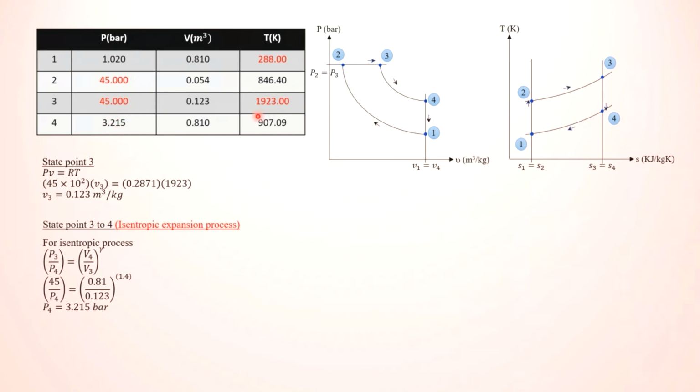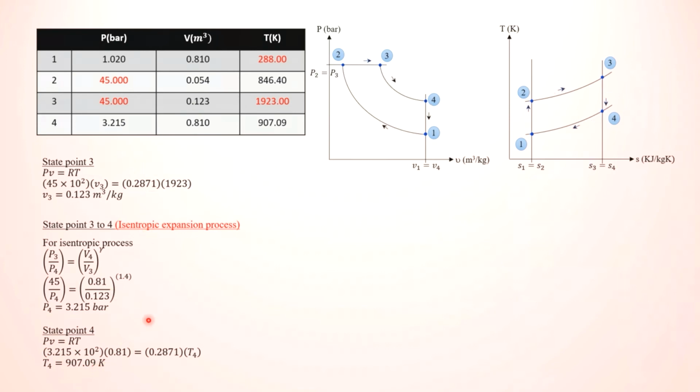After that, you can find the last one, the temperature T4, by referring to the ideal gas law again. You will be able to find T4 with the pressure P4 found, with R, which is standard 0.2871 kilojoules per kg K, and the specific volume, which we have from the question given, so 0.81. So you got your T4.